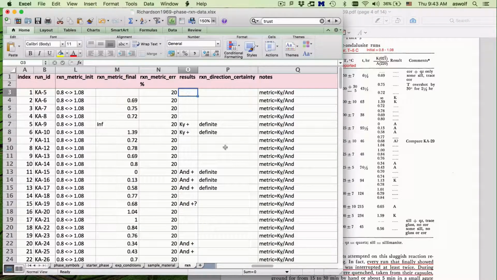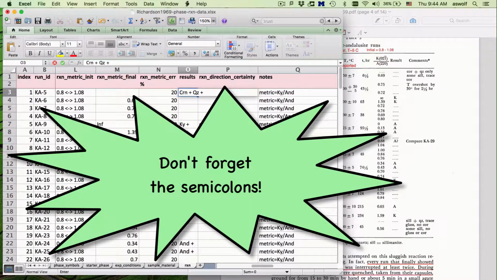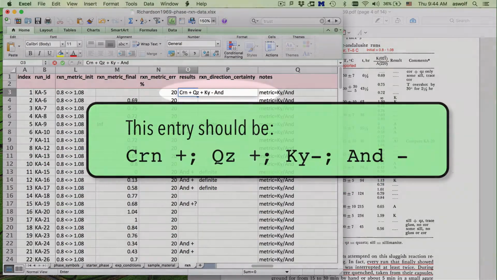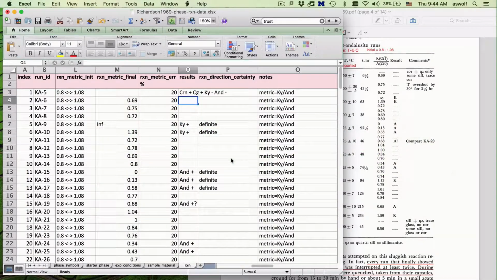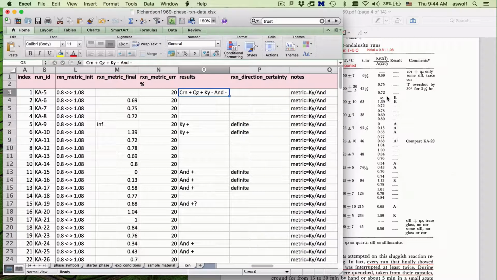So under the results, for the first one, apparently corundum increased, even though it wasn't present initially, and quartz also increased. And apparently those are the only things that were there. So that must mean that kyanite decreased and andalusite decreased. So that's the result for that first run there.